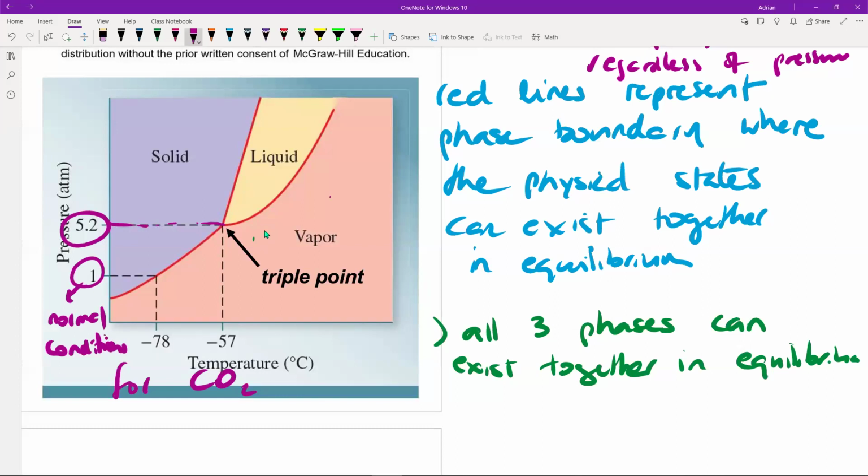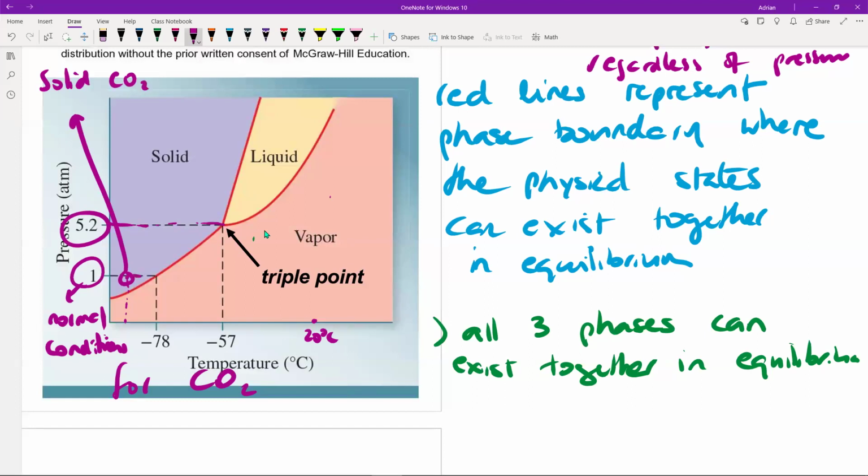Let's say it's at negative 100 degrees Celsius, maybe right about here. And then we increase the temperature, so we warm it up, for example, to room temperature, which is about 20 degrees Celsius over here. As we go at 1 atmosphere, so the pressure doesn't change, it's sitting up on your table at home, right? This is solid CO2 at this point. It's in the purple region, solid carbon dioxide.